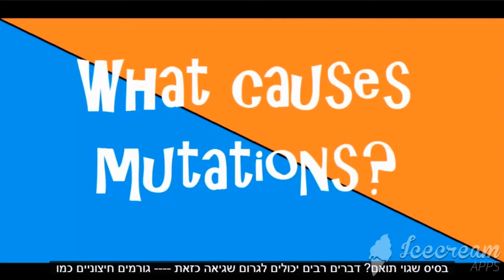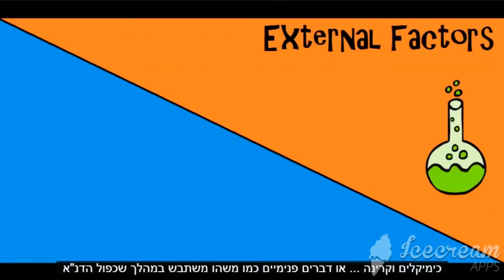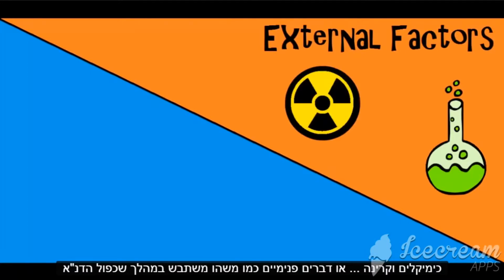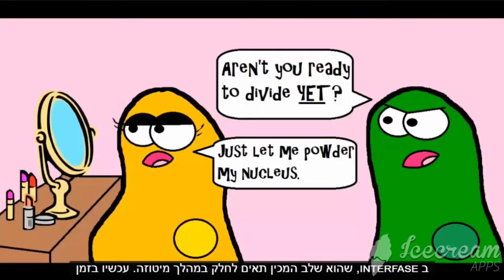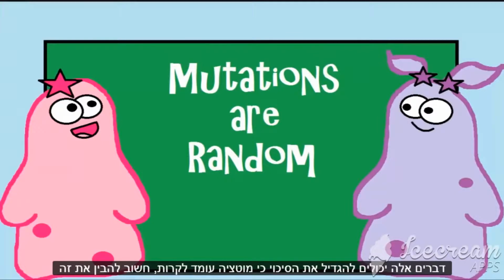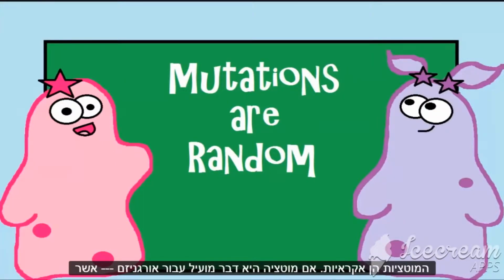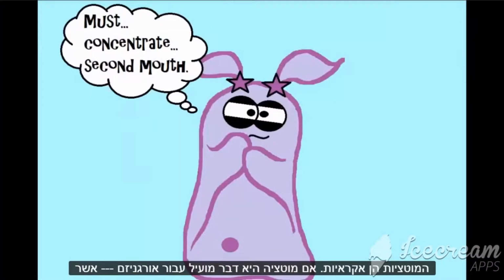Many things can cause an error like that. There can be external factors like chemicals and radiation, internal things too, like something goes wrong during DNA replication, during interphase. Interphase is a stage that prepares cells to divide during mitosis. And now while these things can increase the chance that a mutation is going to happen, it's important to understand that mutations, they're random.